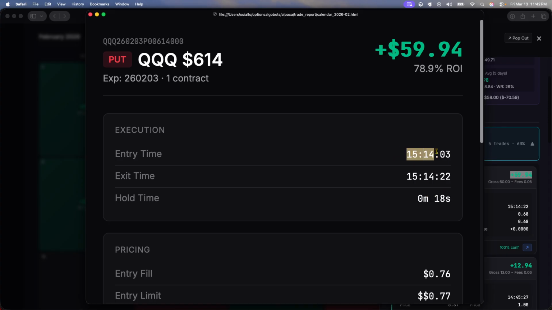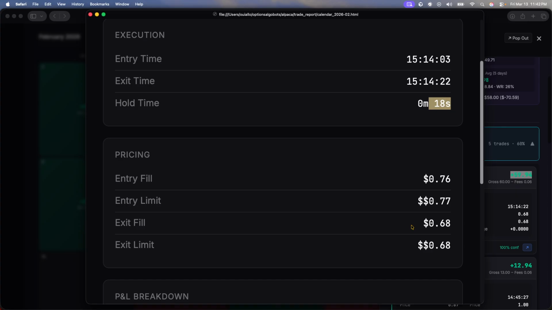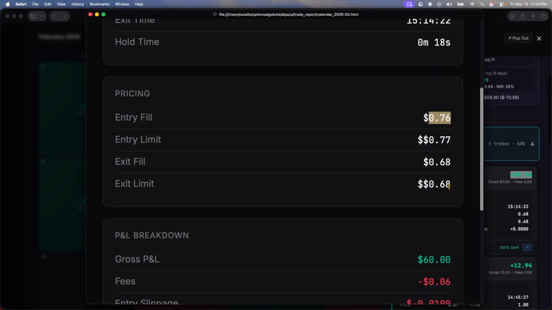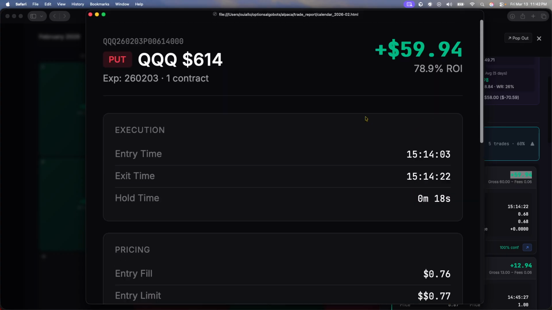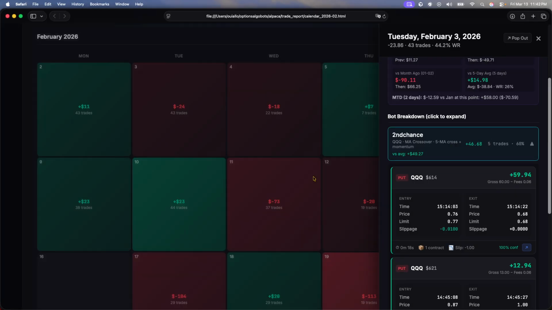I know it says 15. If you do military time, it's 3:14. It was actually 10:15. This is epoch time messing up right now. But nonetheless, let's keep going. We got in at 10:14, and we were in it for 18 seconds. We got in at 68 and we were able to get out at 76, making 60 bucks. After the fees, you can see here we made $59, or 78, if you round up, 79% return on our trade.